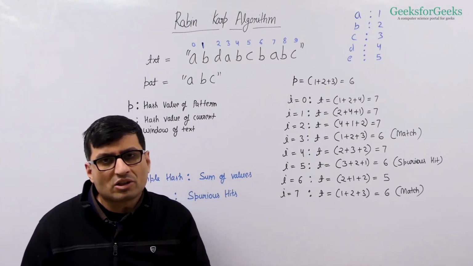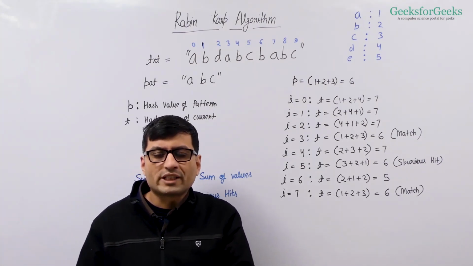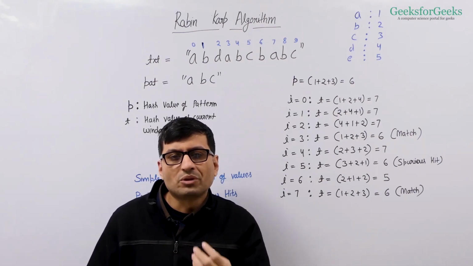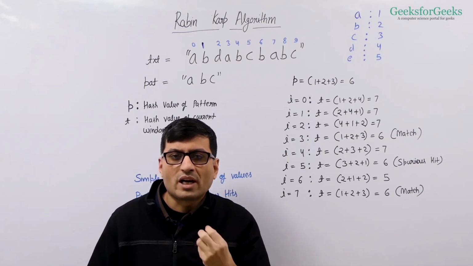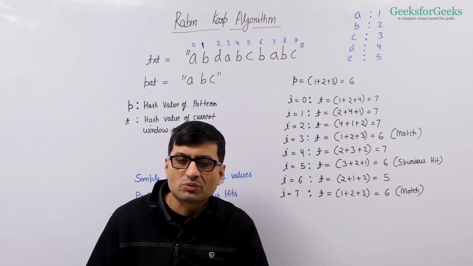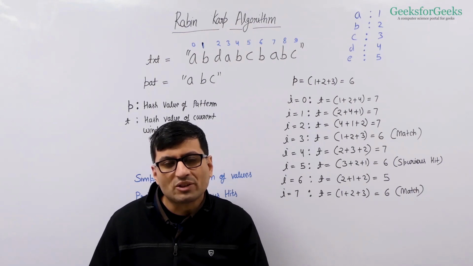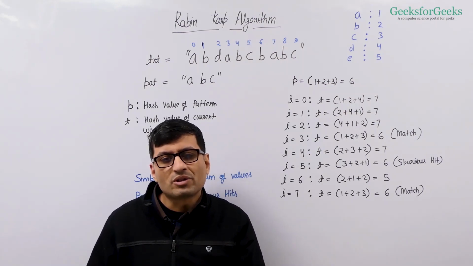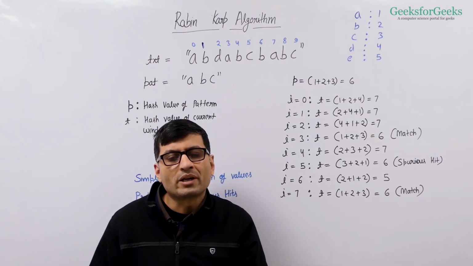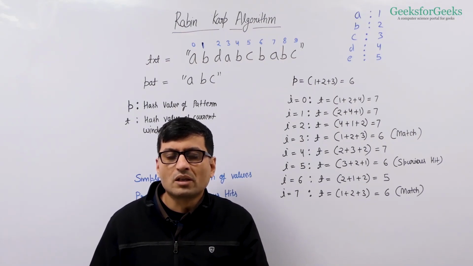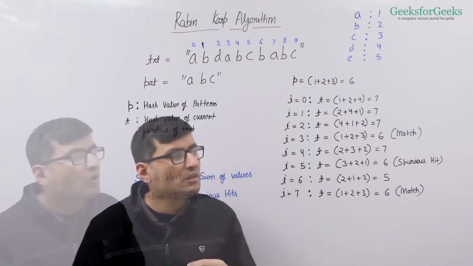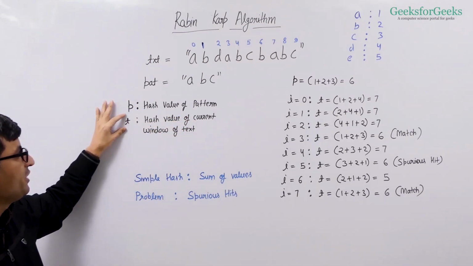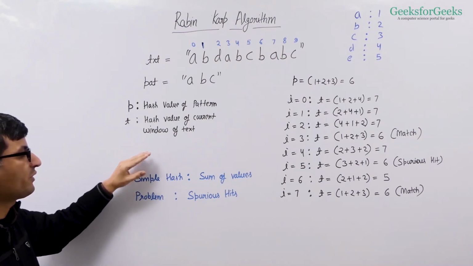But unlike naive algorithm, when we are at current window of text, we do not compare all characters one by one. Rather, what we do is, we compare hash value of pattern with current hash value of text. If these two hash values match, then only we compare the individual characters. And if individual characters also match, then we print that particular index value. And then we move to the next window. We are going to use this term P for hash value of pattern and this term T for hash value of current window of text.